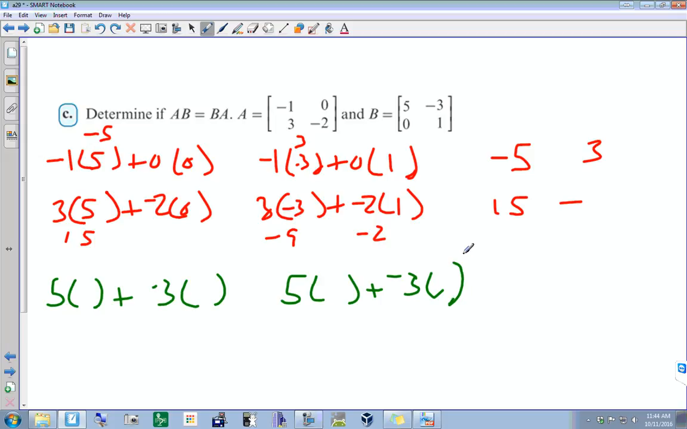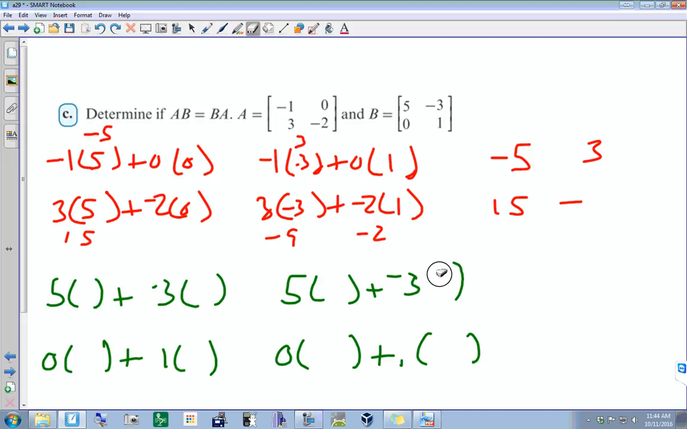Down here, this row, those columns. So this is going to be 0 plus 1. 0 plus 1. Remember, we're always going and writing out what our rows are first. Row 1, numbers are there. Row 2, numbers are there. Column 1, -1 and 3. Remember, -1 and 3.